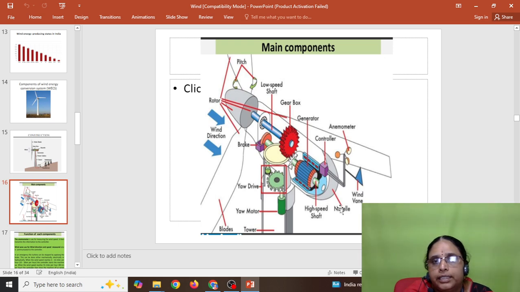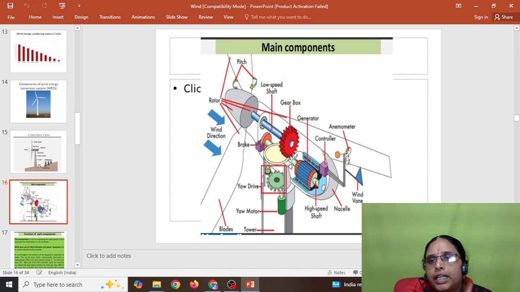This is the inner component of the nacelle: the yaw motor, yaw drive, like that. These are all the main components. This is the pitch, rotor, and then the wind turbine is connected to the low-speed shaft, which is connected to the gearbox, which speeds up the speed and gives it to the generator shaft. And then we have the controller in this. These are all the components located in the nacelle.